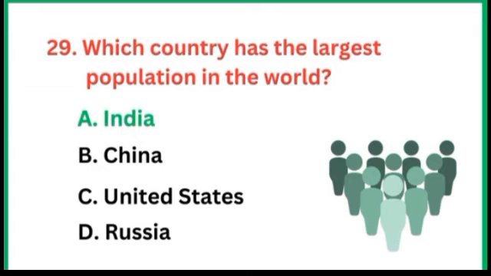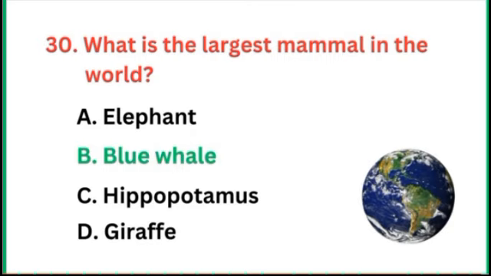Question number 29, which country has the largest population in the world? Right option is A, India. Question number 30, what is the largest mammal in the world? Right option is B, blue whale.